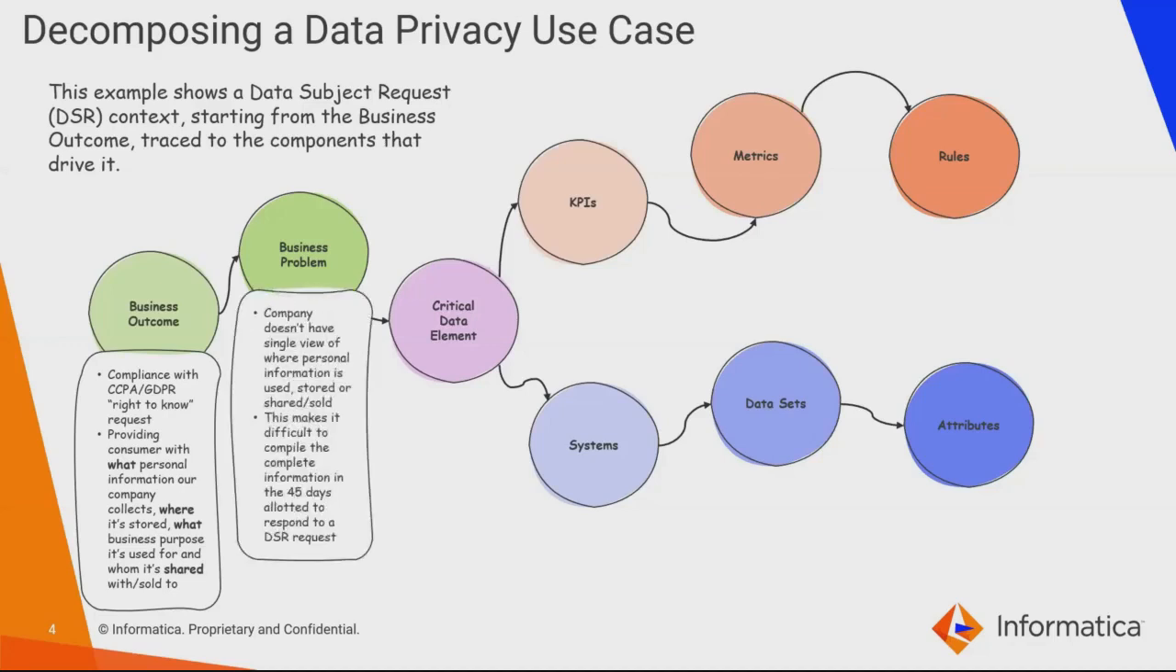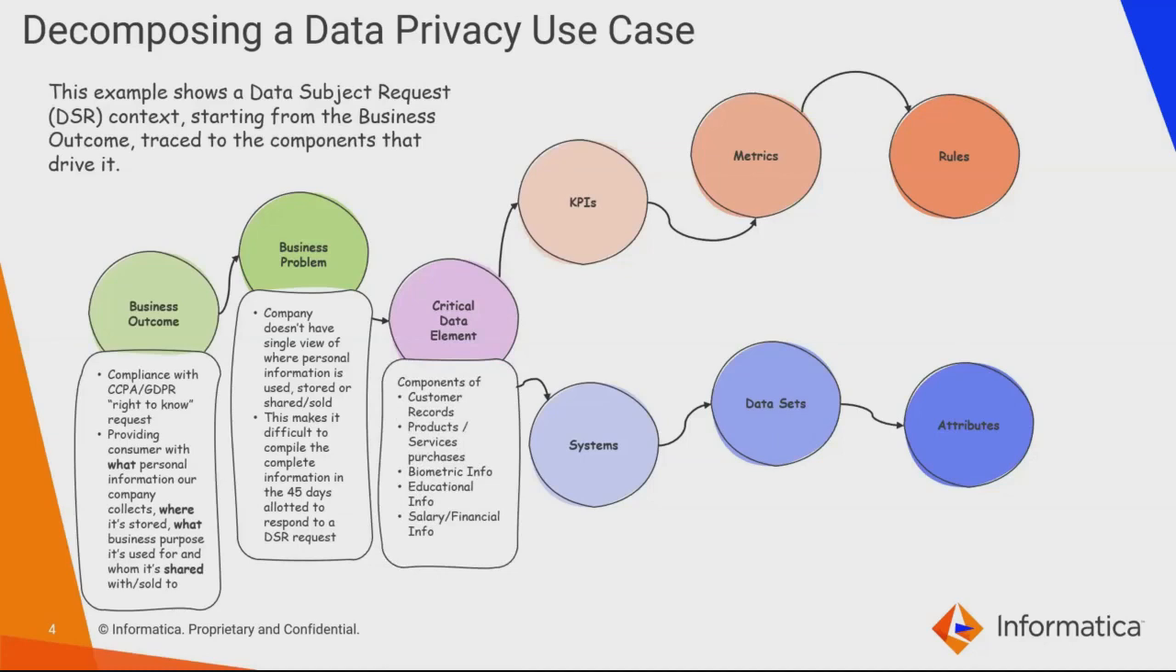The business problem is many companies don't have a single view of where that information lives, where it's stored, or where it went after it was sold. And this makes it very difficult to complete this request and do it satisfactorily, not only accurately, but within the 45 days allotted to respond to this request. So the challenge is going to be getting at where that information lives.